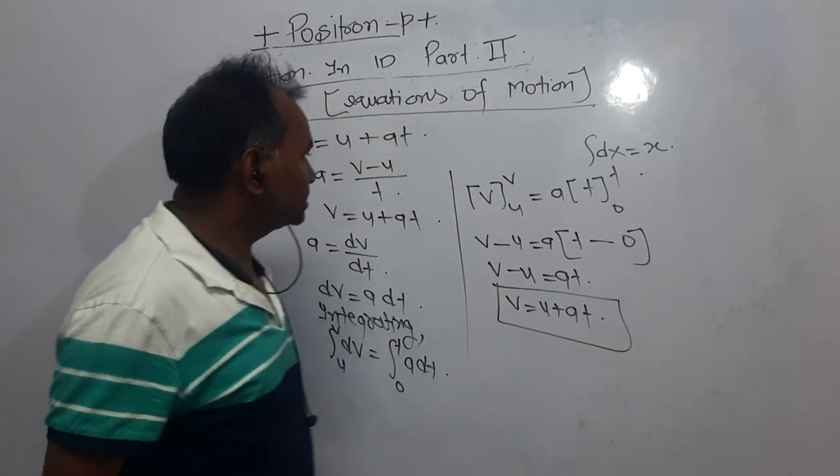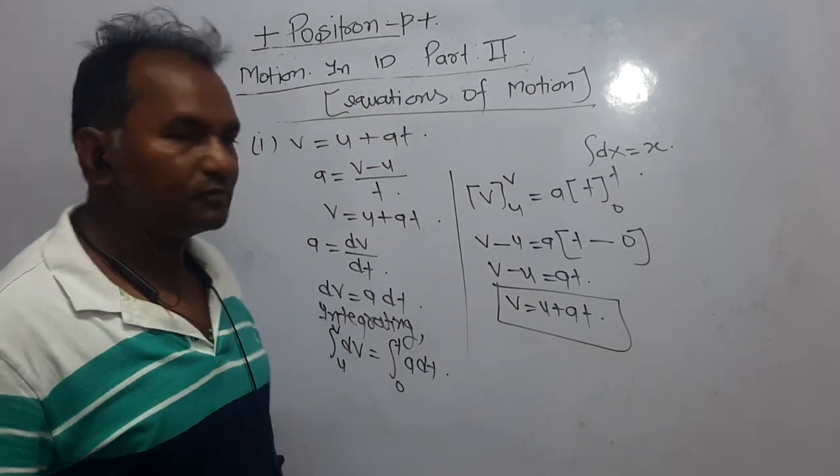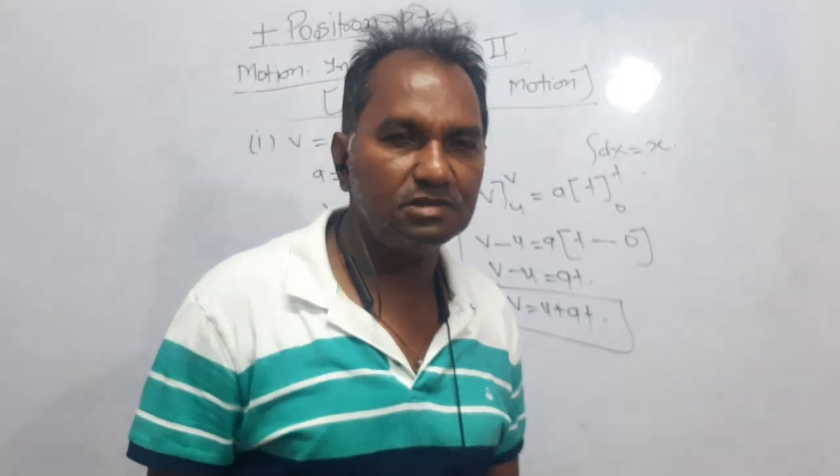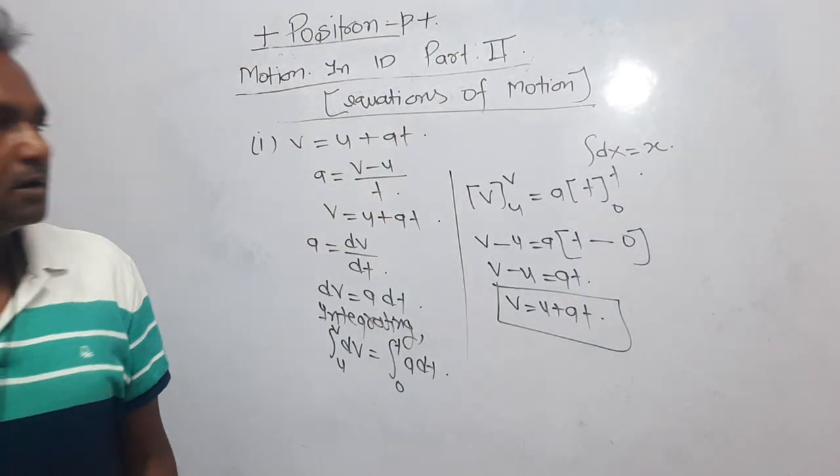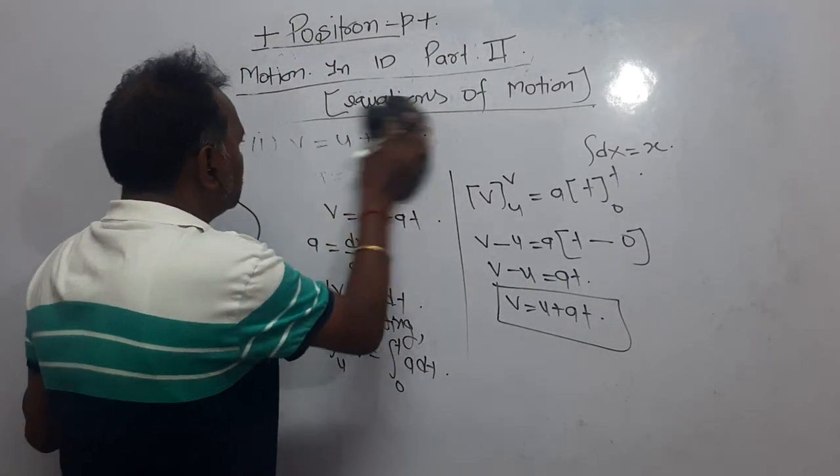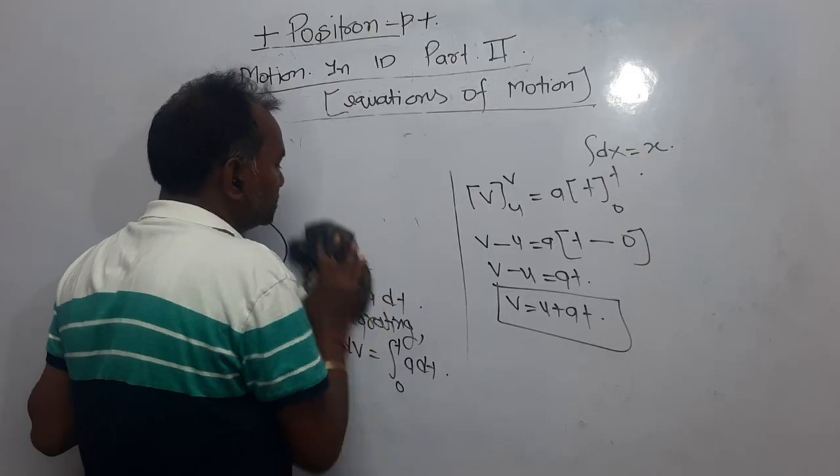Dear students, in this way we have proved the first equation of motion, that is v = u + at. Now what we have to do? We have to plot these equations.